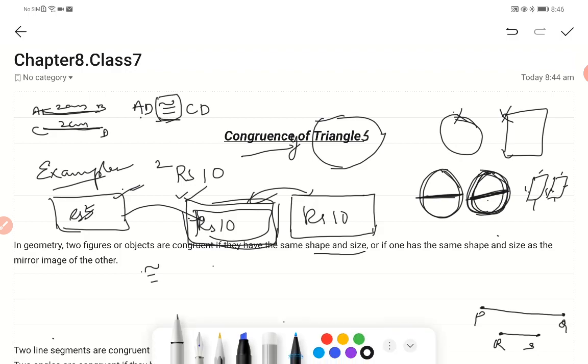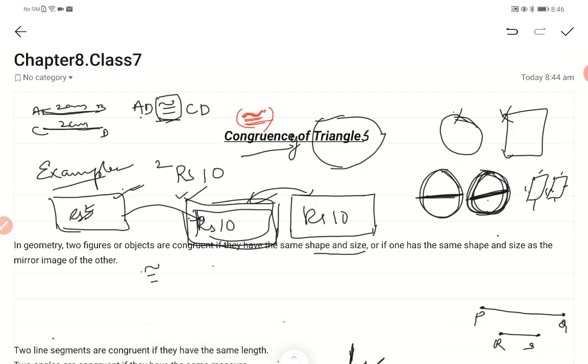So what is our congruency symbol? This is the symbol you need to use to represent congruency, like this with two lines. All right.